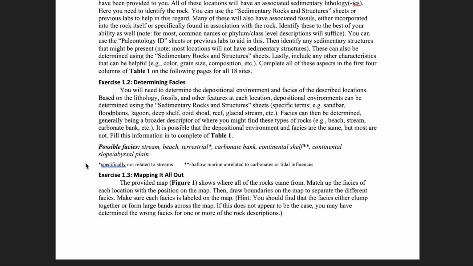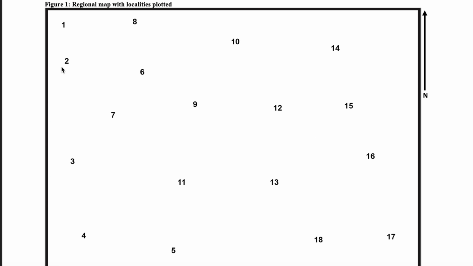Very broad. To expand from previous labs, what we're doing this time is we're going to map it horizontally. So you might say, okay, numbers 1, 2, and 8 are all terrestrial, and maybe 3, 6, and 7 are too. So this area is a terrestrial environment, that corner of the map. And then you might say, oh, 9, 12, and 15 have river sediment, so maybe there's a river going through there. Cool.